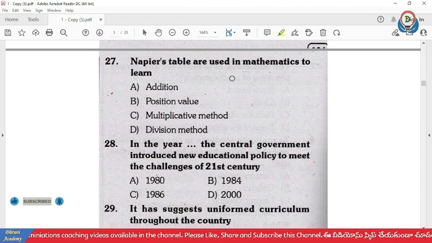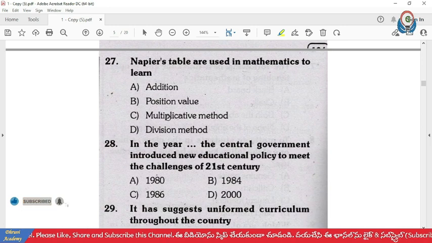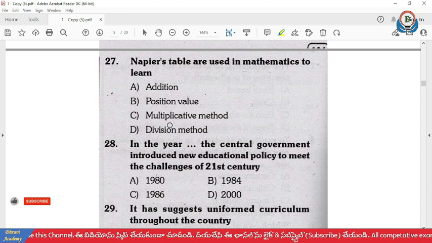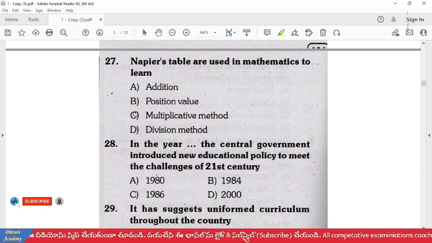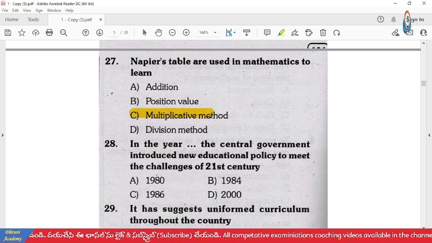Napier's table is used in mathematics to learn about A. addition, B. position value, C. multiplication method, or D. division method. Which is the Napier's table? Its answer is multiplication method. This is the right answer, C.